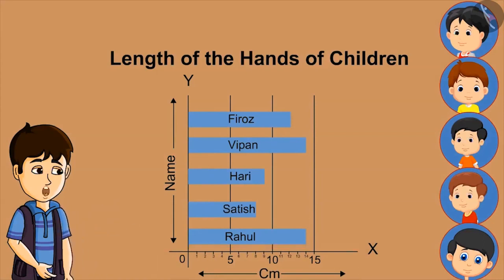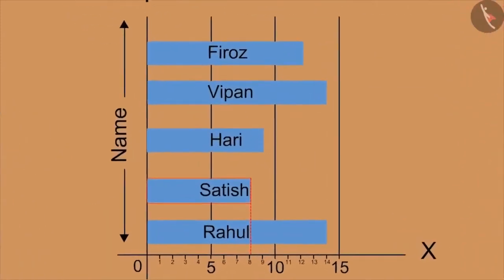By closely looking at this, can anyone tell me who has the longest hands? Rahul and Vipan. How long? 14 centimeter. Absolutely right. Can anyone identify the hands which is less than 11 centimeter in length? Satish and Hari's. Yes, absolutely right. My hand is the smallest of all.